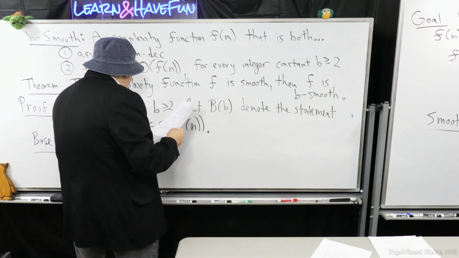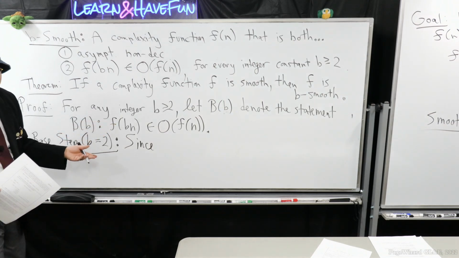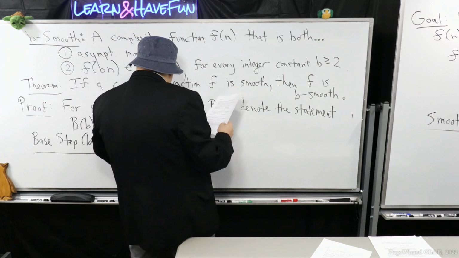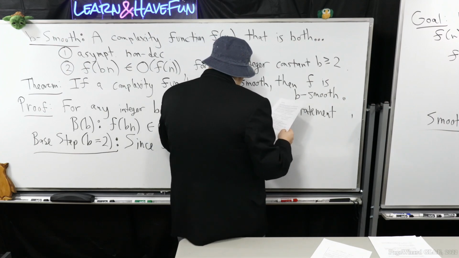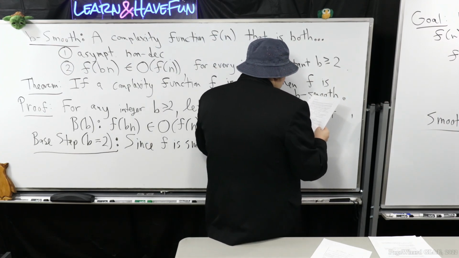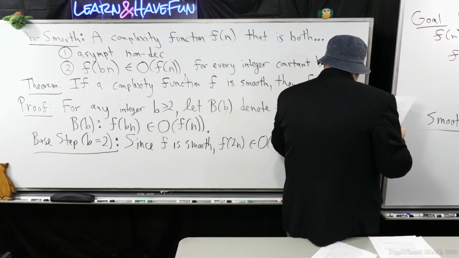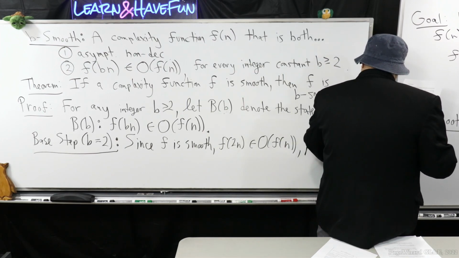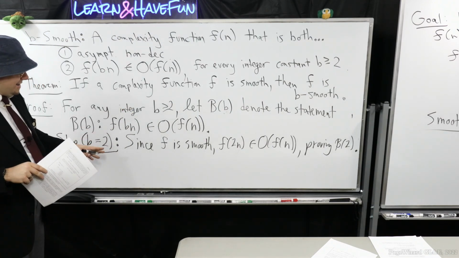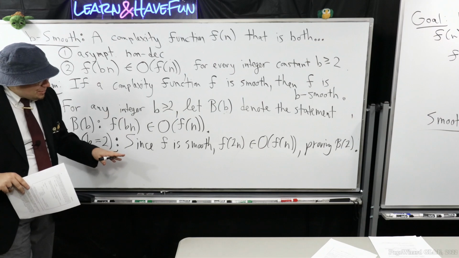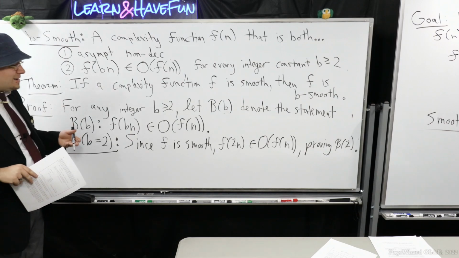So remember that if I have b is equal to 2, notice that that's just the definition. This is just saying it's smooth, right? So we don't have to do anything. Since f is smooth, f of 2n is big O of f of n, right? Proving B of 2. It is a tautology, right? We know f is smooth, and we're given literally the second condition of what makes a smooth function.